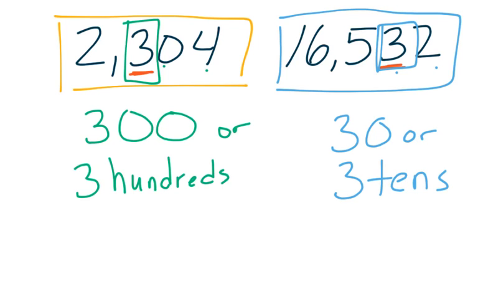Well, my 3 in 2,304 falls in my hundreds place. My 3 in 16,532 falls in my tens place. So, 300 is larger than 30. I think that's pretty self-explanatory. Pretty sure you all got that part. But why? And what does that look like? And how much larger? Let's take a look at how much larger that 3 and 300 is than the 3 and 30.